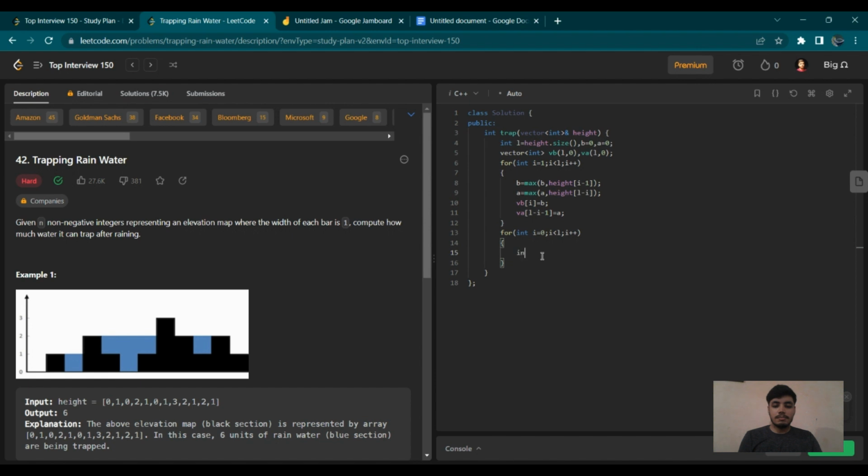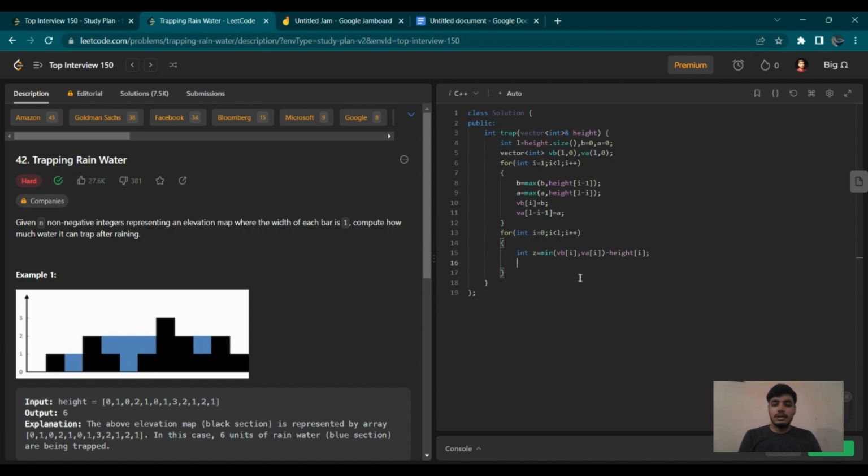So let's take a simple variable. Let's take int z equals to, and in here we are first going to store the minimum of both maximums, which is left and right. The maximum left and right are stored in vb and va. So it is going to give the minimum, and when we get the minimum value, what we have decided is to subtract the value present at that index. So we are going to subtract height of i.